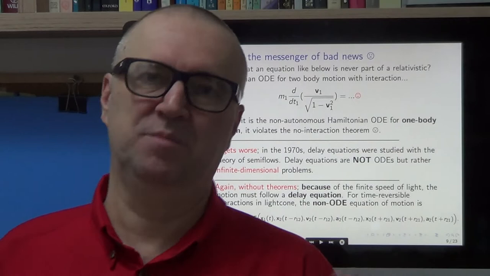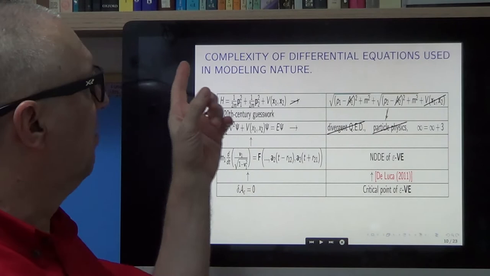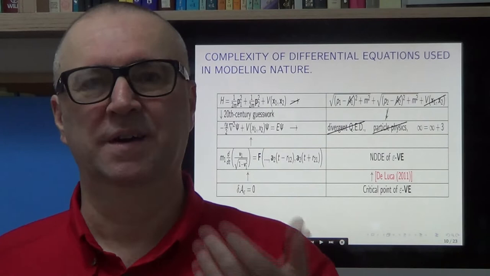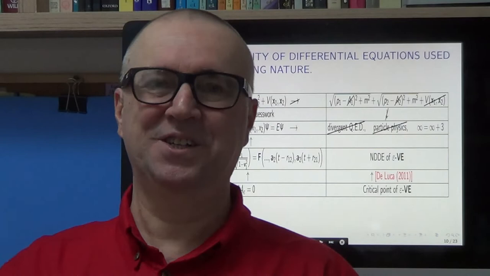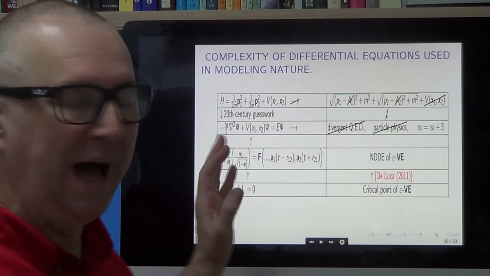Let me summarize the warnings in a table about the complexity of differential equations used in modeling nature, because some people seem to have forgotten that science is about modeling nature. Some are operating like science is a straight-line generalization from theories that are completely impossible. So let me just say, in a few lines, these are three levels of complexity.